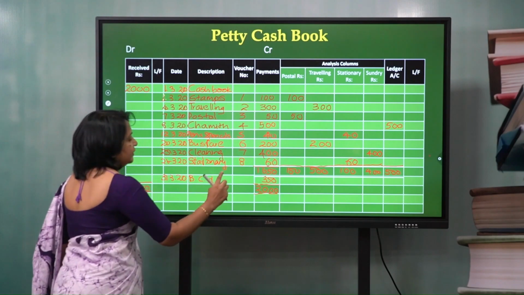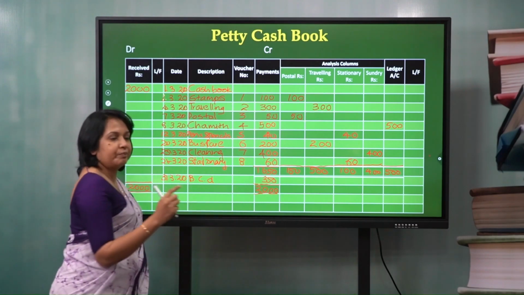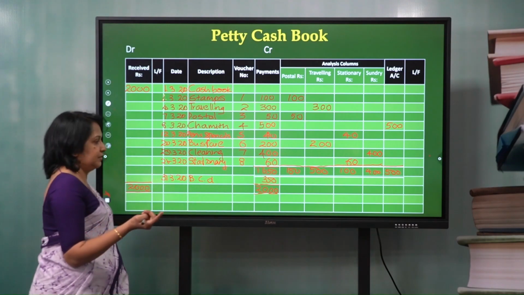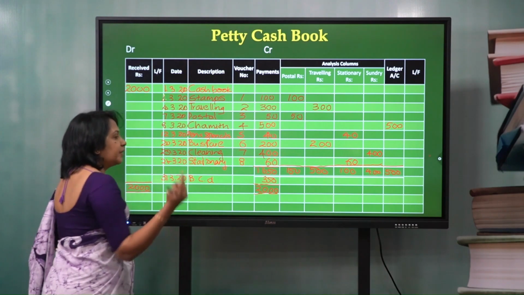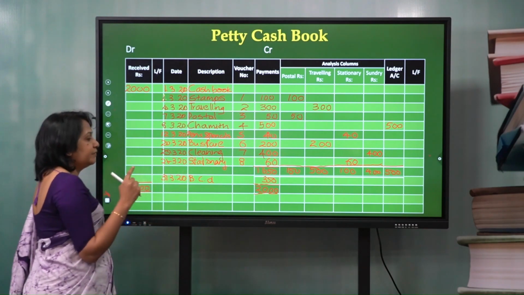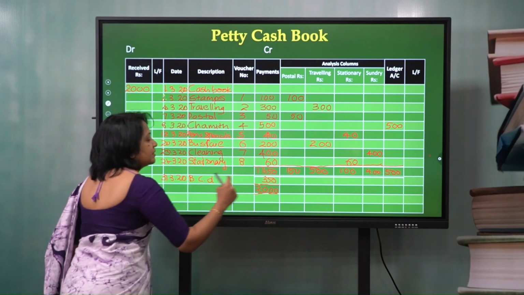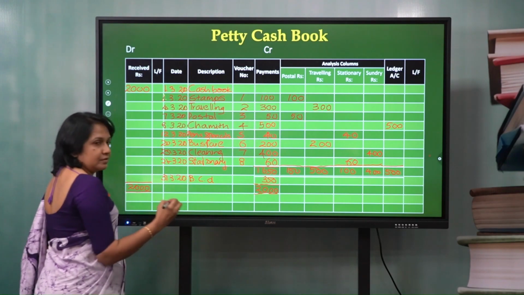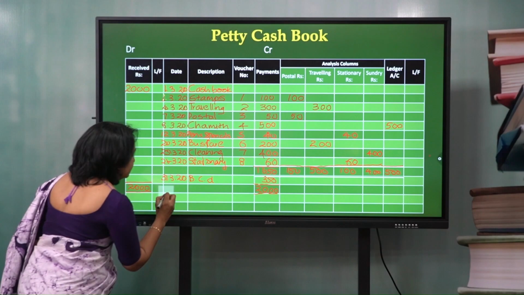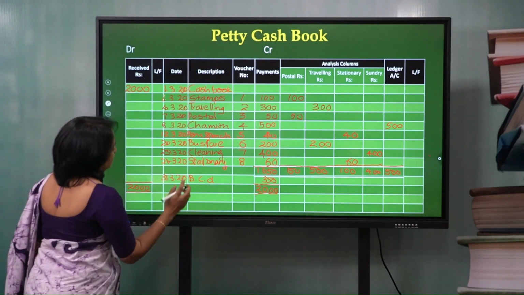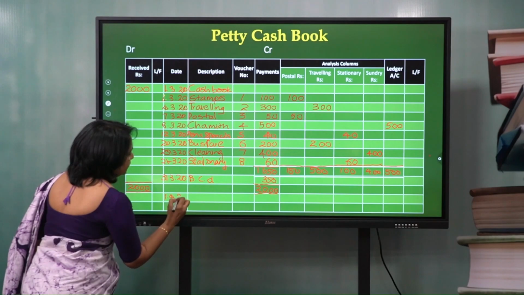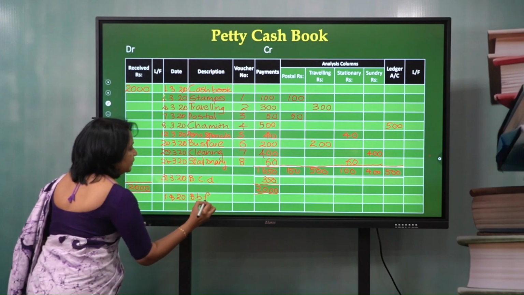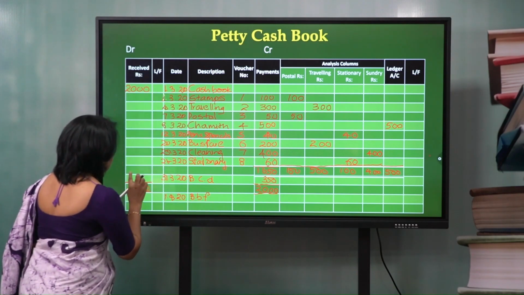At the end of the month, the petty cashier had 350 rupees of balance and the petty cashier requests 1,650 from the main cashier. Then next month, beginning of the next month, that means April 1st, rupees 350 is there with the petty cashier. So we have to show it as the balance brought forward. So we have to write the date here as 1st April 2020 and balance brought forward is 350.